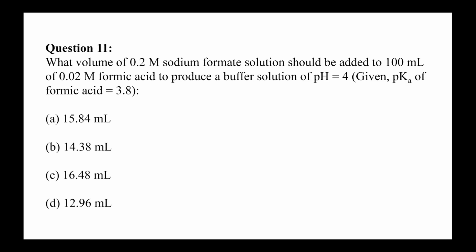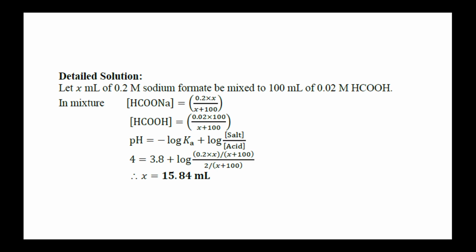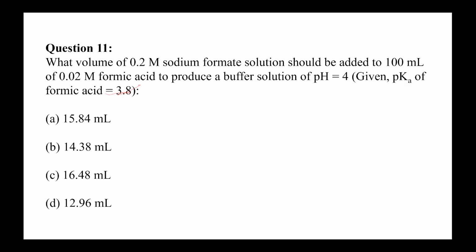So let's assume that X volume of 0.2 molar sodium formate is added to the 100 ml. So the final volume will become 100 plus X, right? Based on this, the concentration of sodium formate and formic acid will also change. The initial concentration of sodium formate is 0.2 molar, so X ml of 0.2 molar is added to 100 plus X ml.